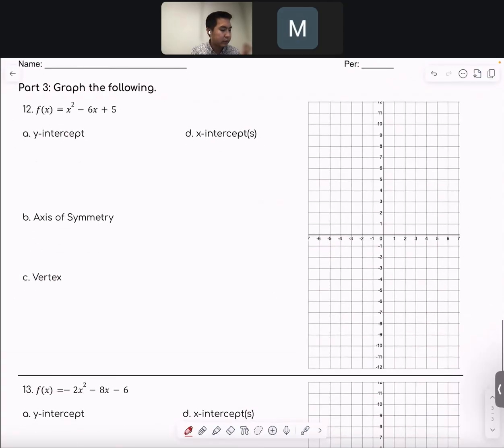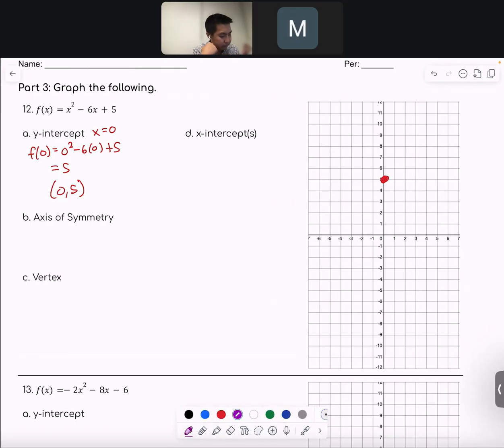Part 3. Okay, so part 3, this is where you have to do this from scratch. You have to be able to graph from scratch. So to get the y-intercept, this is where you set x equal to 0. So if you plug in 0 for all your x's, you get 5. So the y-intercept is 0, 5. So I'm going to add that right now. 0, 5 is right there. Okay.